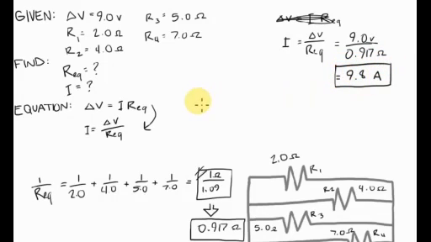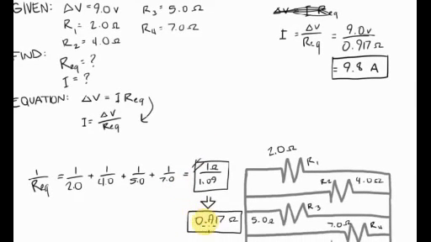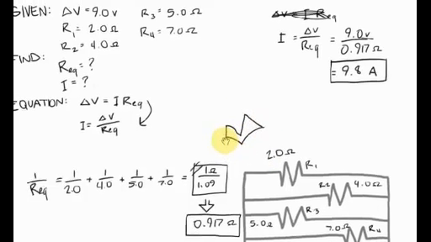And remember that when resistors are in parallel, the equivalent resistance should always be less than the smallest resistance. So let's see, our equivalent resistance was 0.917. What's our smallest? 2? Is that less? Yes, it is. We're okay.